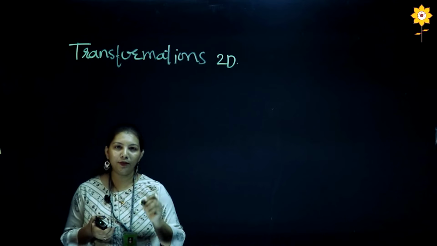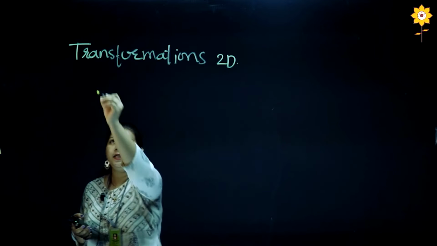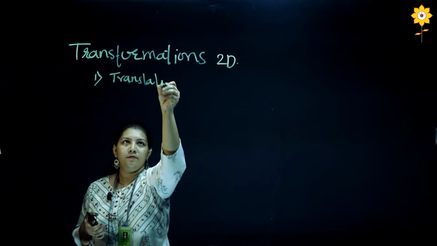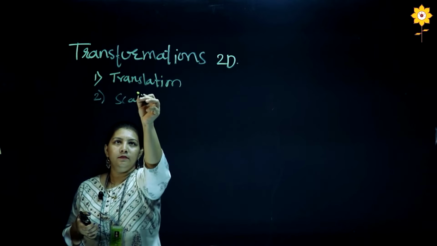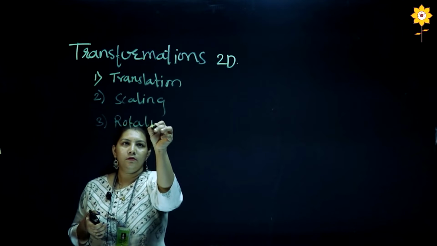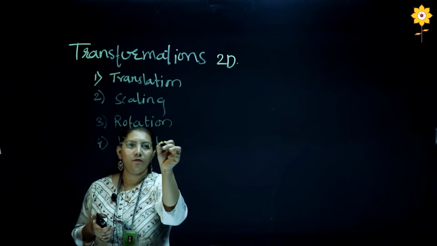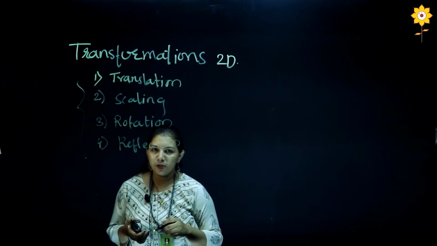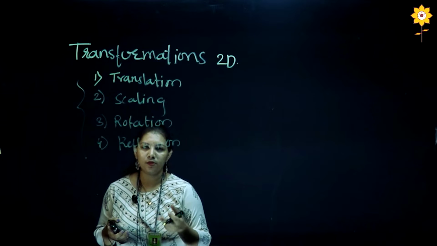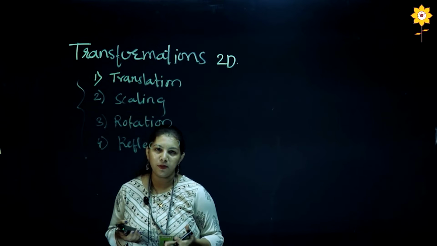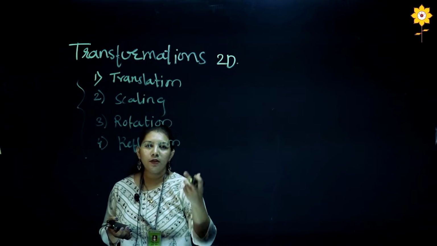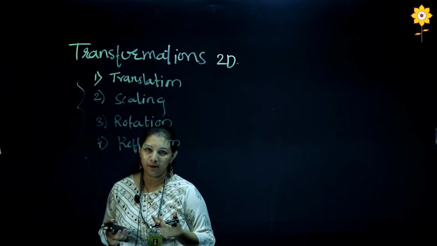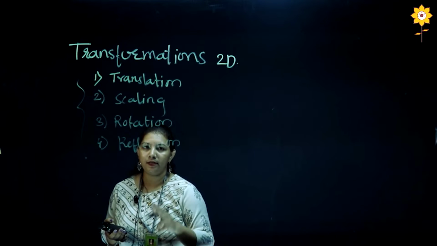So there are four different types of transformations that we are going to learn over here. First is translation, second one is scaling, third is rotation, and the last one is reflection. All of these different types of transformations are used to do some changes, some manipulations on the object.